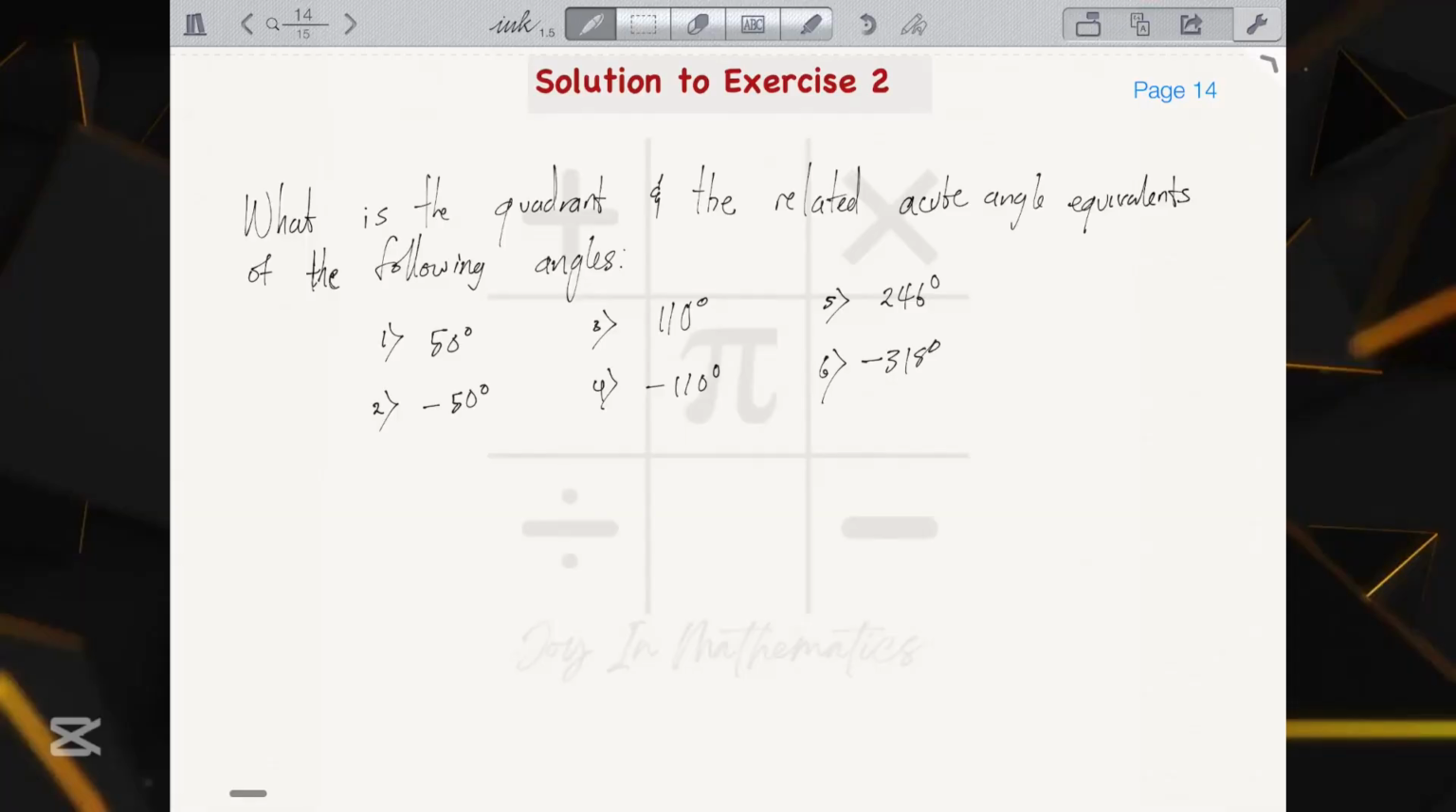How do we solve this? What is the quadrant? What is the related acute angle equivalent? Let's begin with question number 1, 50 degrees.